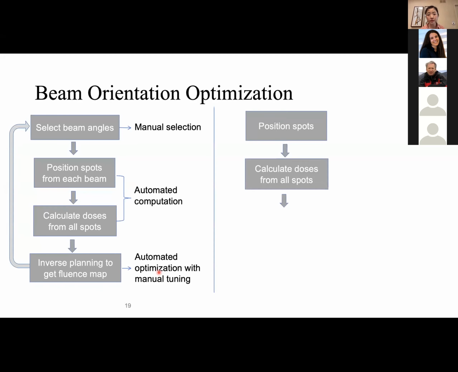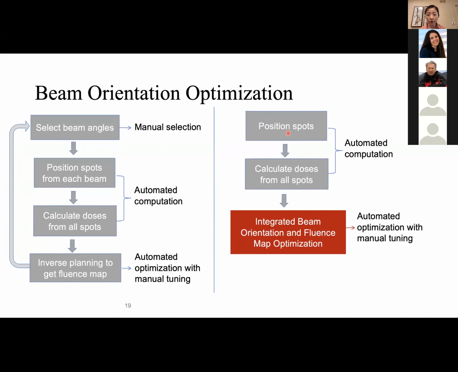So can we do this in another way? For example, since these middle two are automated, can we just do these two first, and then integrate beam orientation and the fluence map optimization together, make the first and the last step just one step, which will be an automated step, might need some manual tuning, but still fewer steps. And from this step, if we can get both the beam arrangement and the final dose distribution, that will be more optimal. So that's the motivation of our research work. We want to integrate these two into one and then make it more automated.